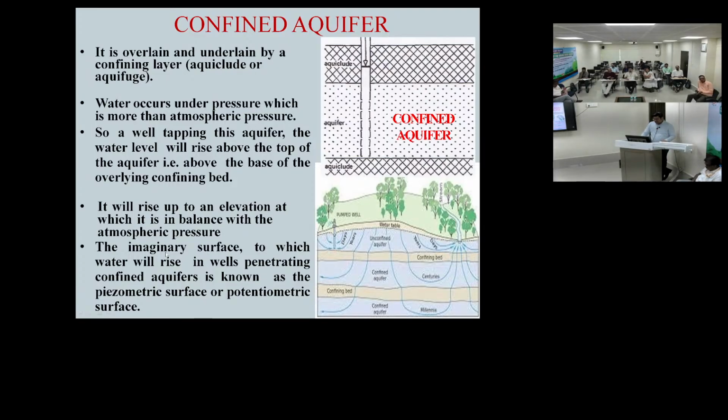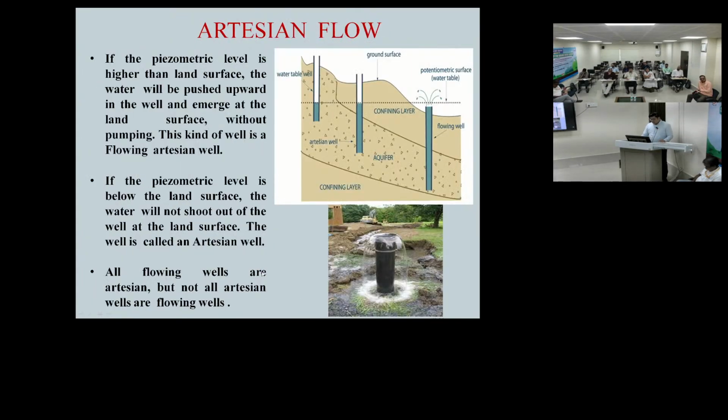It is in balance with the atmospheric pressure. Ultimately, in a confined aquifer, that imaginary water table we don't call a water table. We call it a potentiometric surface. But artesian flow is when the piezometric head or potential level is higher than the land surface, so the water will be pushed upward in a well and emerge at the land surface without pumping. And this is a free flowing well, when it is under tremendous pressure.